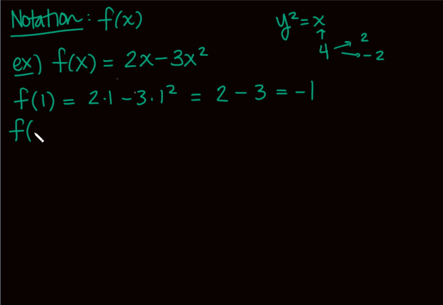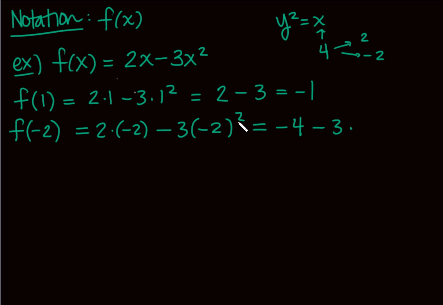What about f of -2? So I would have 2 times, again, everywhere I see an x, I am going to be putting whatever's in those parentheses. That's what that notation means. This is basically asking, what does this function do to -2? What does it map it to? All right, let's do some order of operations here. I get -4 minus 3 times -2 squared is a +4, right? So we get -4 minus 12. So we get -16. What does this tell us then? What is its rule? It takes -2 and it maps it to -16.